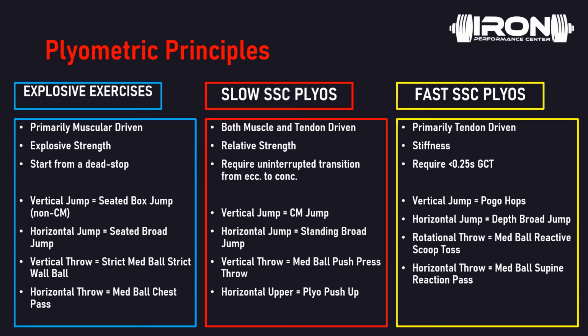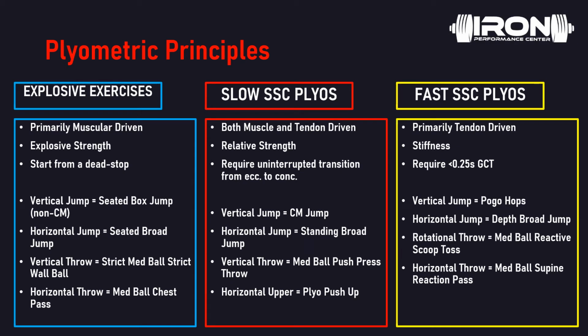If we look at our vertical jump example, pogo hops are going to be a very common exercise in order to target the fast stretch shortening cycle because it ensures that we're able to get off the ground as quickly as possible. We can theoretically also do depth jumps to train the fast stretch shortening cycle. However, the height from which you're dropping down onto the ground is going to impact your ground contact time.